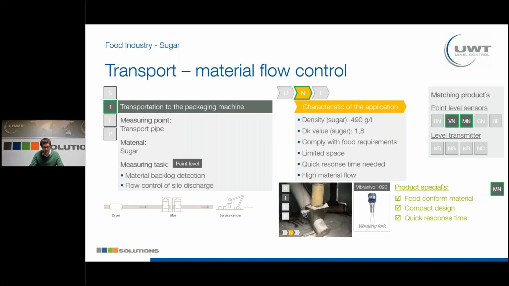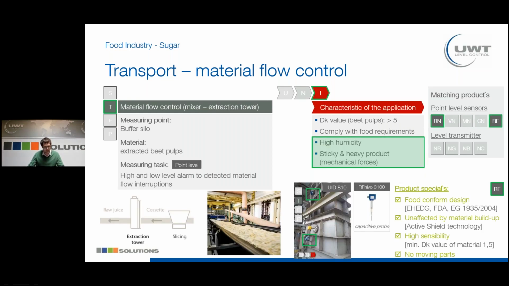Why couldn't we use an RN here? Because we need a fast response time. Normally you have 1 revolution per minute from the RN. Of course, we can also go for 5 revolutions per minute, but the response time from the vibrating fork is way better. Then CN, so we learned on the slides before, do not use the CN when it comes close to the filling stream or in the filling stream. And the RF was dismissed because of limited space.